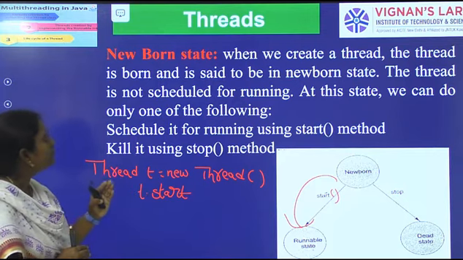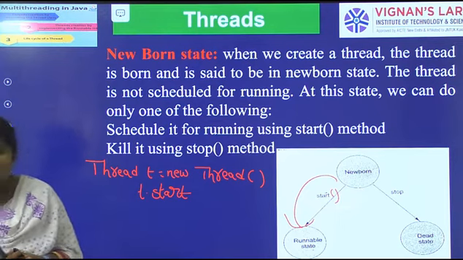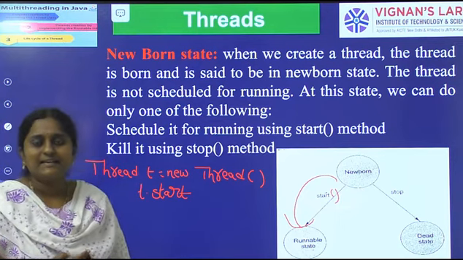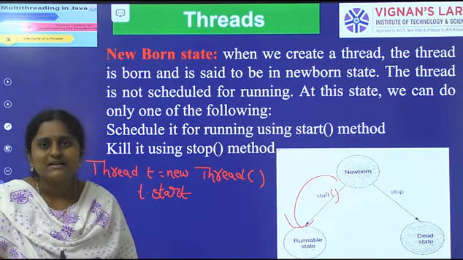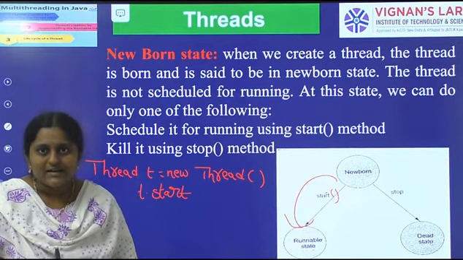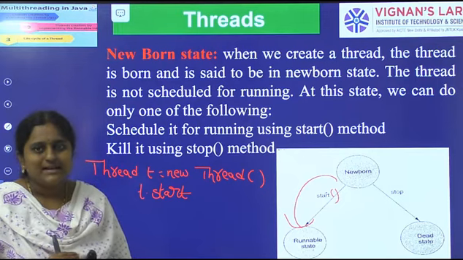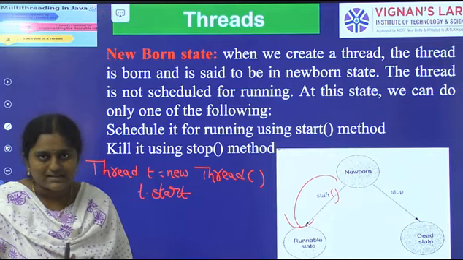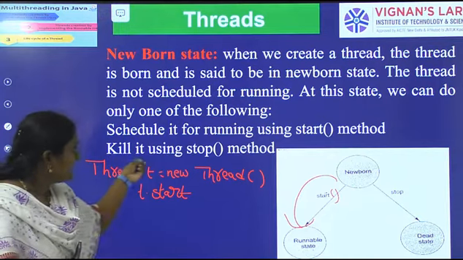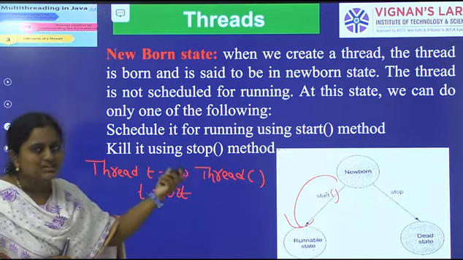Again, I am repeating, please try to understand. The newborn state is the first state in the thread life cycle. Newborn state means a thread has been created. Whenever a thread has been created, it is said to be in the newborn state. In the newborn state, we may do the following steps. First, we can schedule it for running by using the start method. Next, we can kill it by using the stop method.